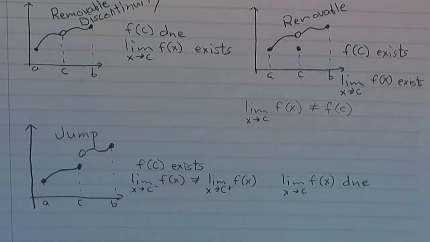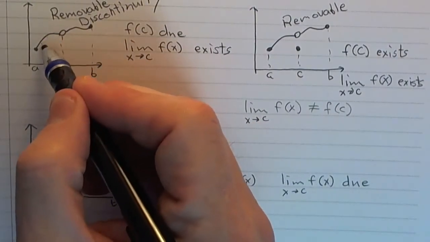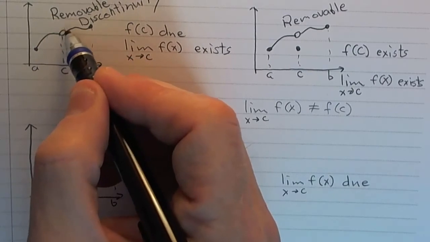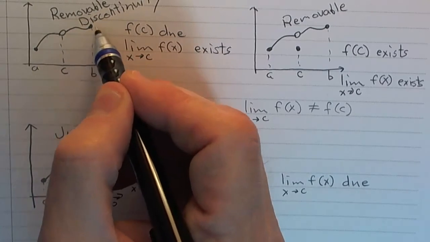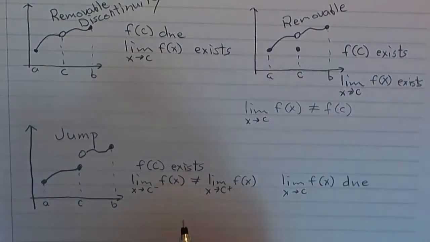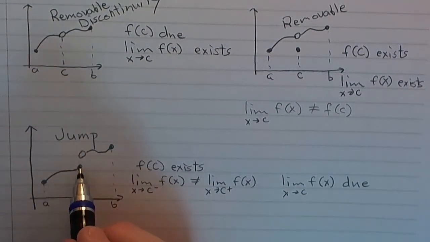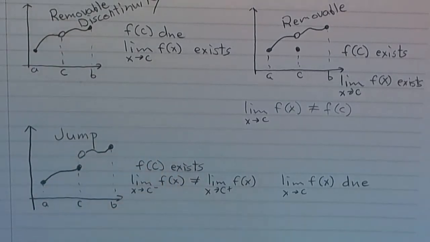Okay, so remember that. If you're drawing this graph and you can fix it with one little point there and then continue on your business, it's removable. So it's like a little hole in the graph. However, if you've got a situation where you step up to a whole other level, that's a jump discontinuity.